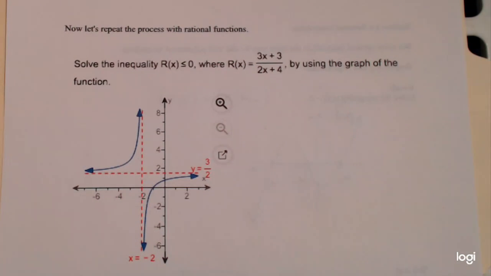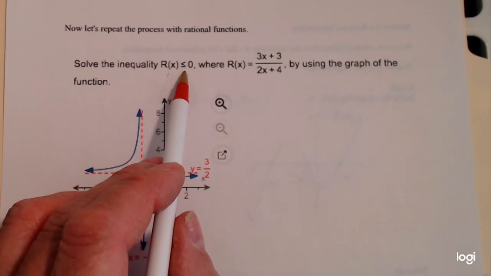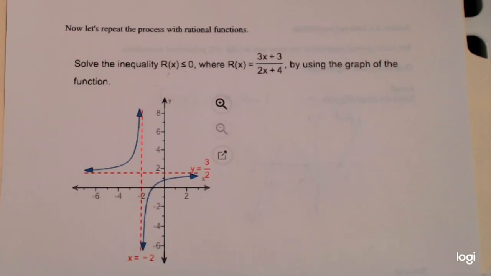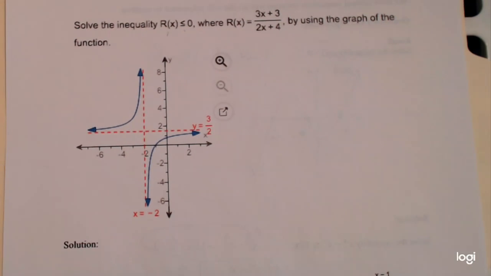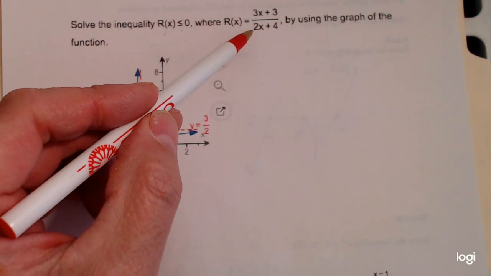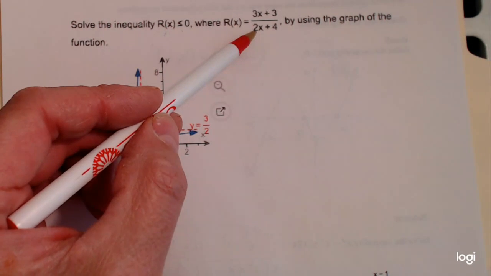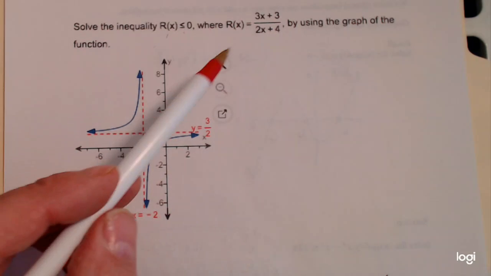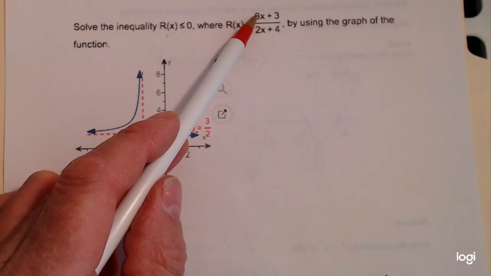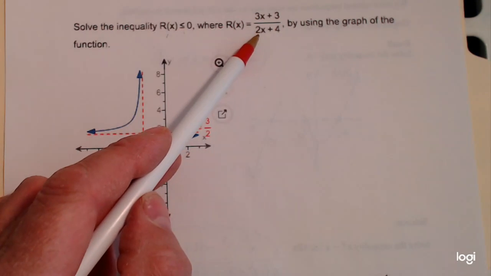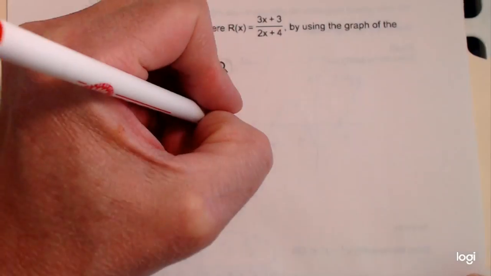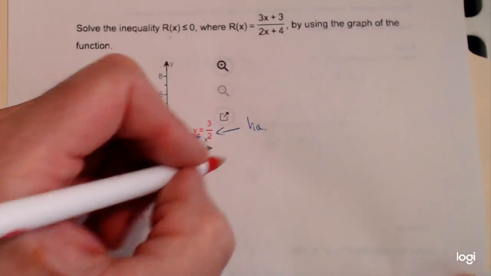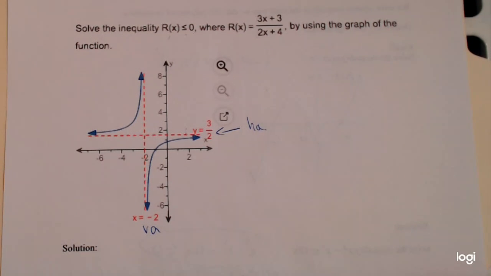Now that we've reviewed, we're going to repeat the process with rational functions. So solve the inequality R of x is less than or equal to 0, where R of x equals this. So we just graph the function. Let's do a quick review here: if I plug in negative 2, that gives me 0 on the bottom but not on the top. So there's a vertical asymptote at x equals negative 2. The degree of the top is 1 and the degree of the bottom is 1. So leading coefficient divided by leading coefficient is y equals 3 halves. This is the horizontal asymptote, which I'll call HA, and this is the vertical asymptote, which I'll call VA. It didn't ask for that.